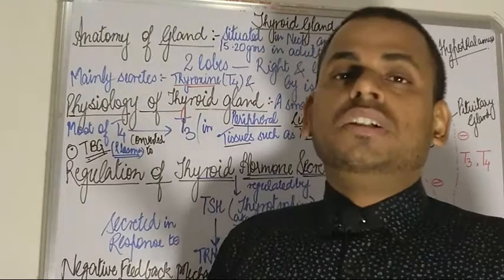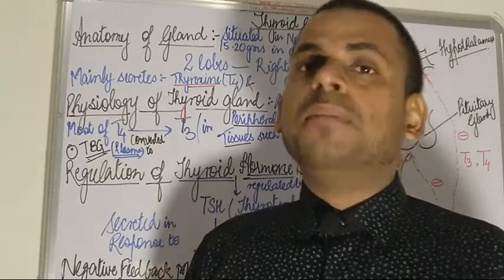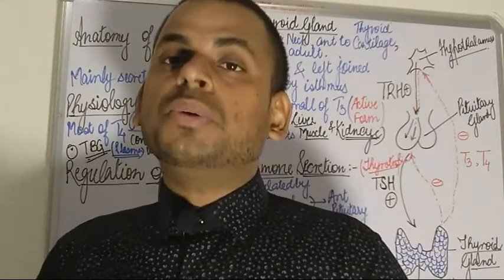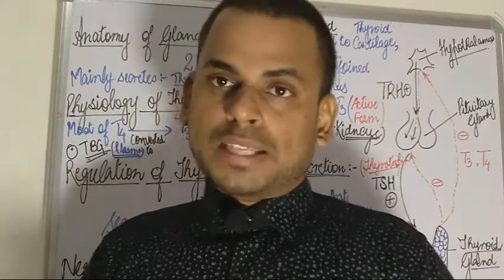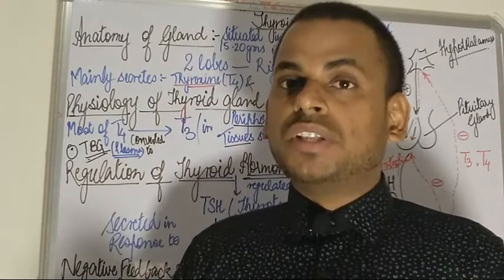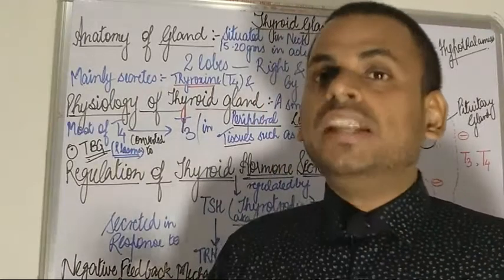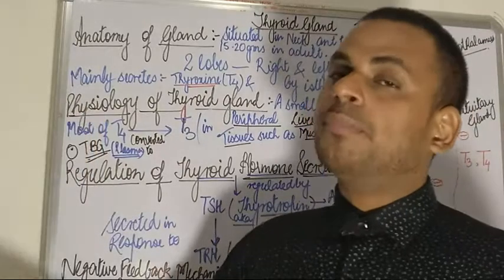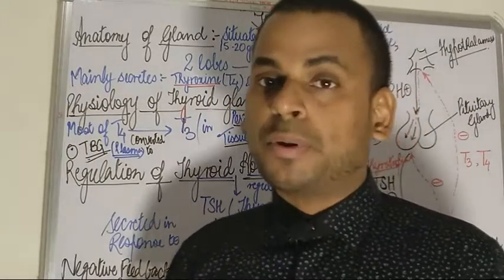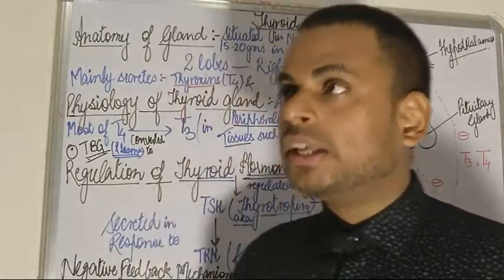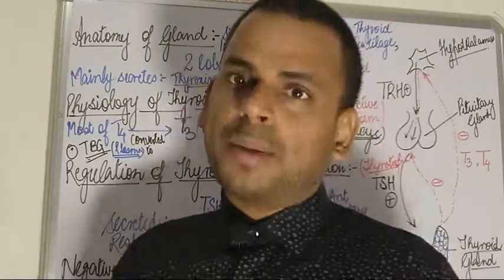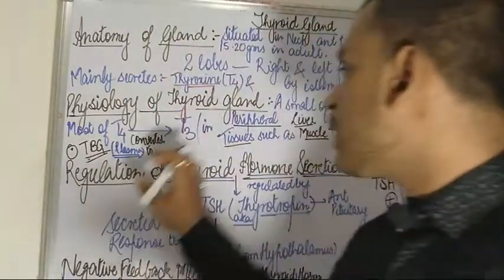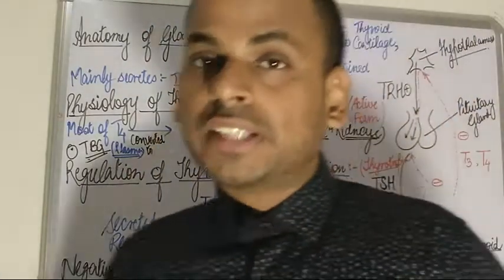and only a very small amount remains unbound. That is, only a very small amount of the hormone lies freely in the plasma. So the maximum portion of the thyroid hormones is carried by the plasma protein, the thyroid binding globulin, and only a small fraction of the hormone lies in the free or unbound form. So this was a brief discussion about the physiology of the thyroid gland.